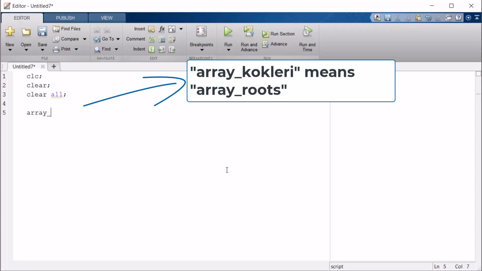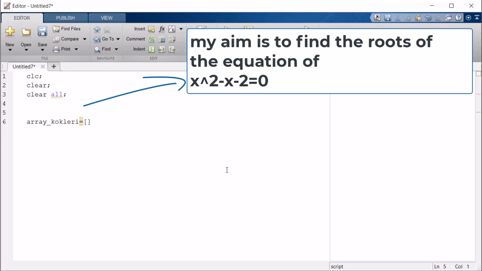I typed array underscore cookie. I use such a name to see if we could type a random name, so it doesn't matter what it displays. The goal is just to give me a name here. Now if you want, let me write here, my goal is to find the roots of x squared minus x minus 2 equals 0 right now. If this is my goal, on the way to this goal, I need to write the coefficients into this array.